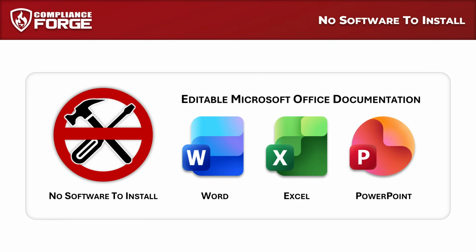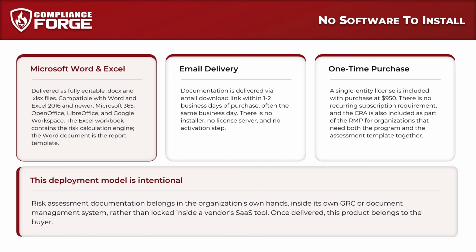The CRA is a one-time purchase of editable Microsoft Office-based documentation templates. There is no software to install, no agent to deploy, no account to provision, and no cloud environment to configure. If your organization can open and edit Microsoft Word and Excel files, the CRA is ready to use. It is delivered as fully editable Word and Excel files. The Excel workbook contains the risk calculation engine. The Word document is the report template.